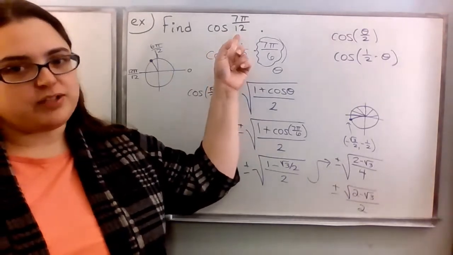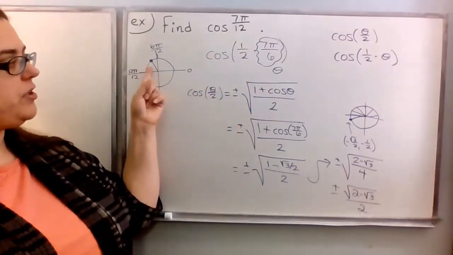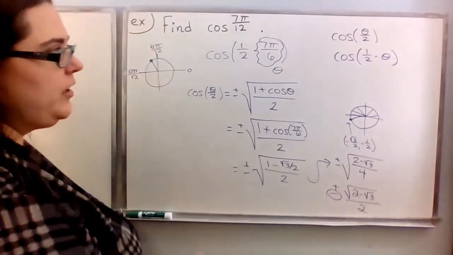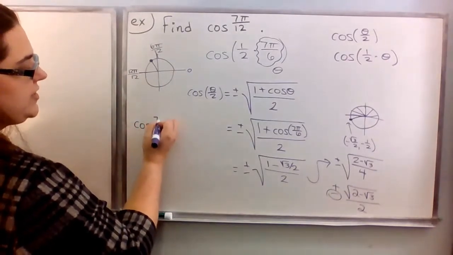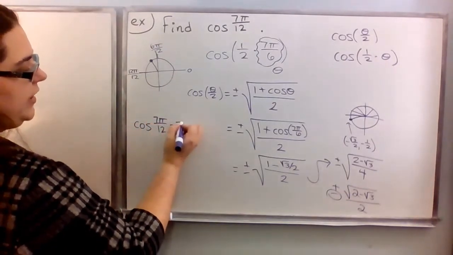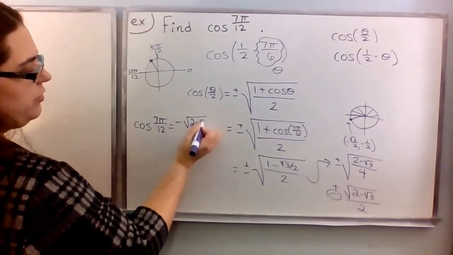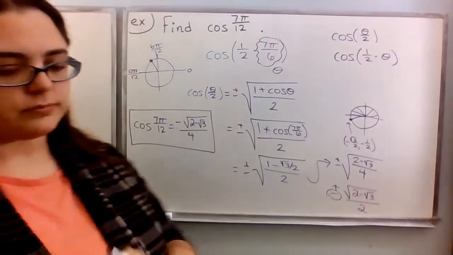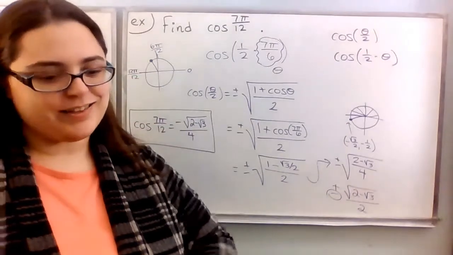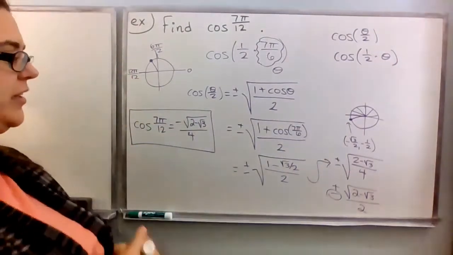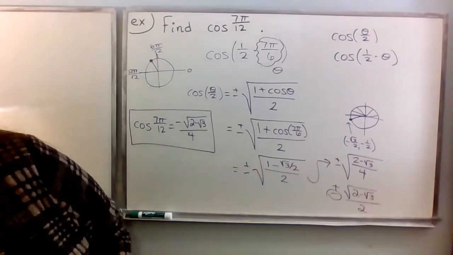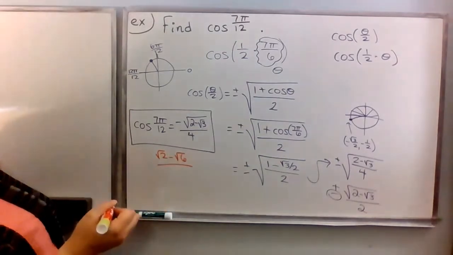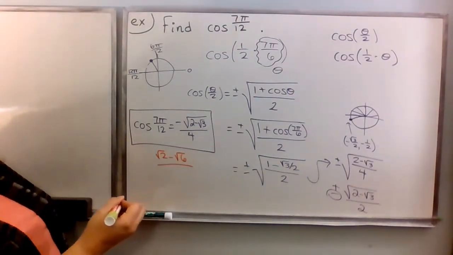So cosine of 7 pi 12ths is going to land us in the second quadrant where cosine is negative. So we want the negative radical. So we get cosine of 7 pi over 12 is negative square root of 2 minus root 3 all over 4. Now, this isn't exactly the same answer we got when we used the sum formula. So digging back through my notes here, what did we get? We got root 2 minus root 6 all over 4.